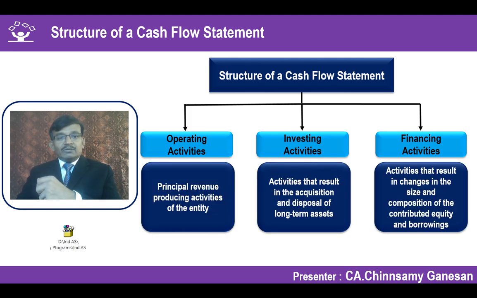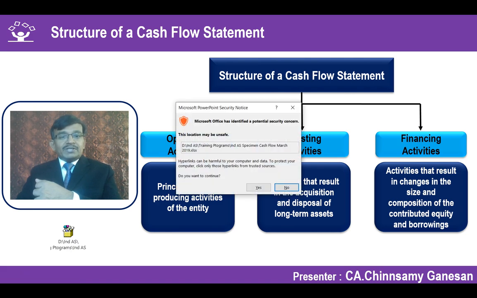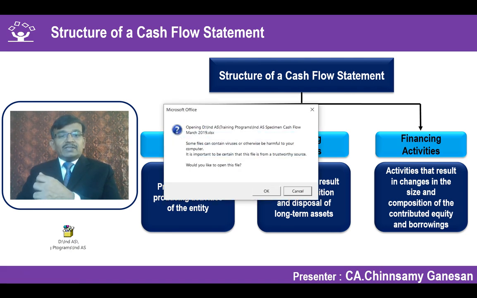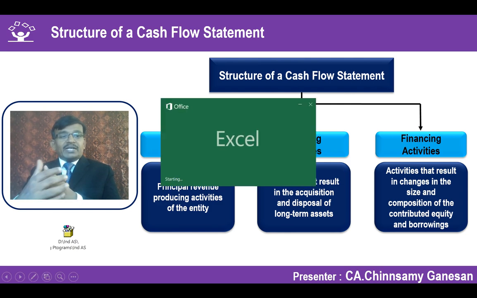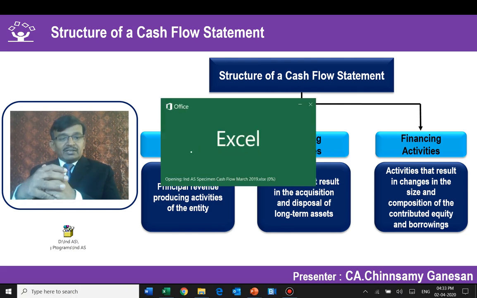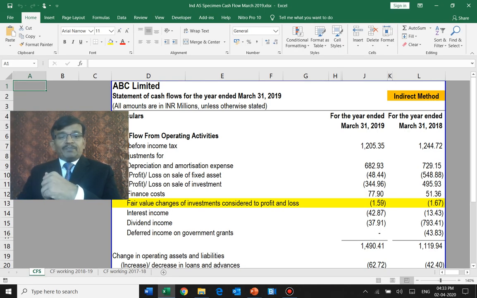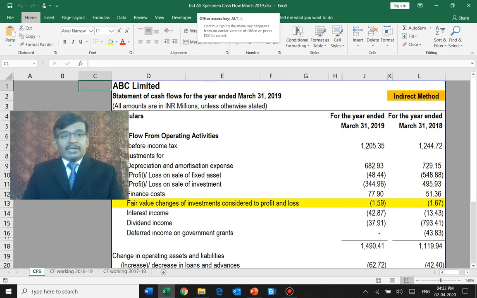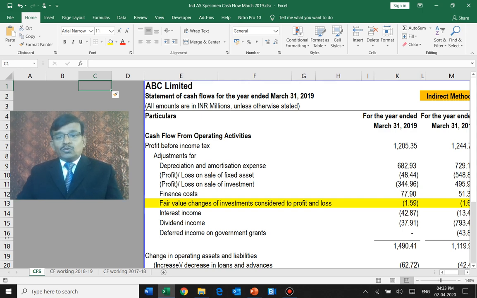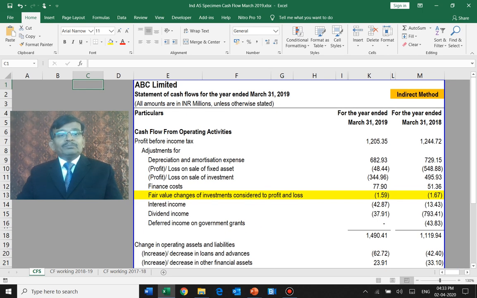We have already seen the definitions of operating activities, investing activities, and financing activities. Let's have a quick look at a published financial statement to understand this more clearly, because an Excel spreadsheet can help you understand better how the cash flow statement is structured. Here you can see the cash flow statement given by a listed entity to which Ind AS 7 is applicable.